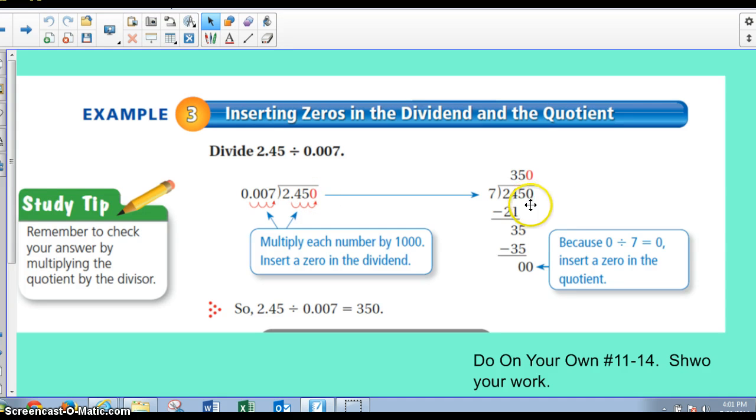So when I write my problem, it changes a little bit. The 2.45 changes to 2,450. And the 7, that stays the same. Now, we multiply this out. 3 times 7 is 21, leaves you with 3, bring down the 5. 5 times 7 is 35. Perfect. That should be it then, 35, right here for our answer.